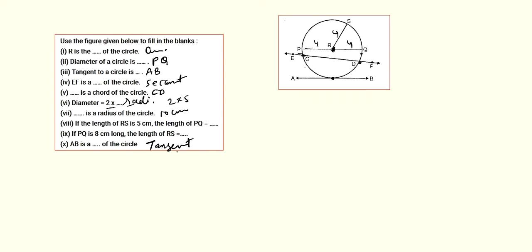Then question number 2. Draw a circle of radius 4.2 centimeter. Mark its center O. Take a point A on the circumference of the circle. Join AO and extend it till it meets the point B on the circumference of the circle. Measure the length of AB. Assign a special name to AB.